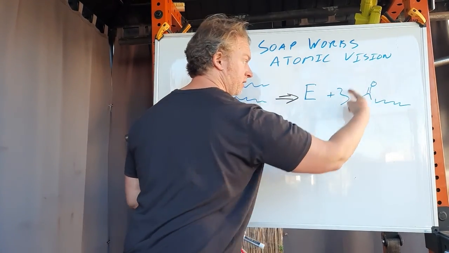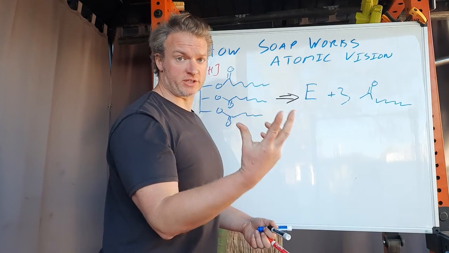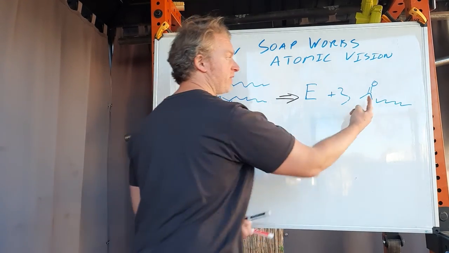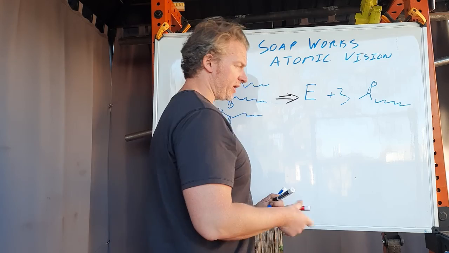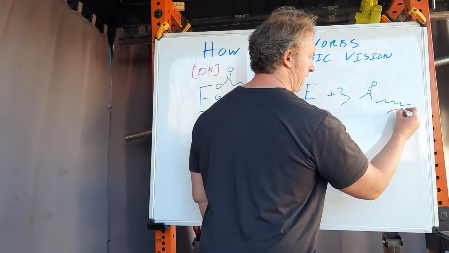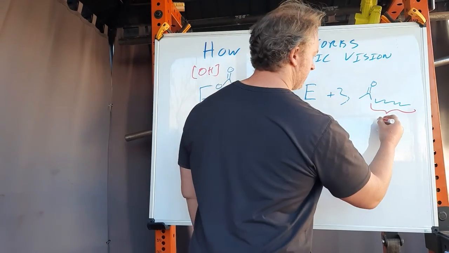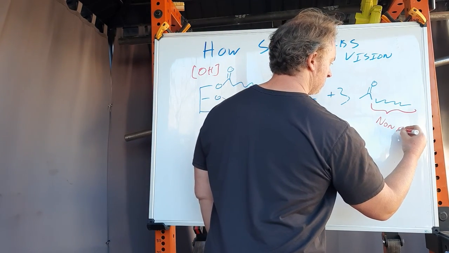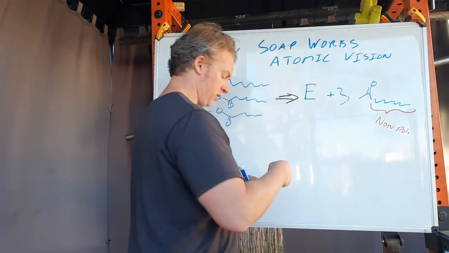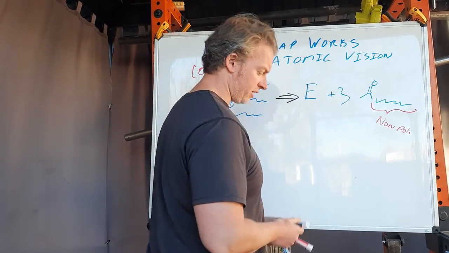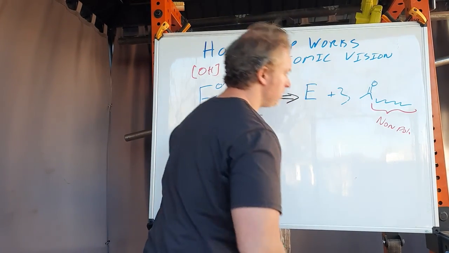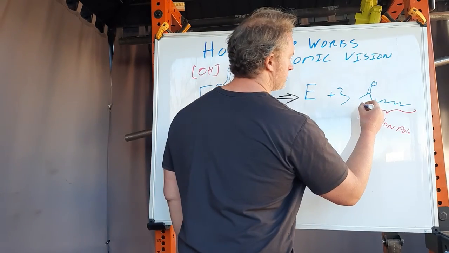Now, these right here are what soap does its action with. What we have here is a molecule where on one side it is nonpolar. It has a long carbon hydrogen chain. It is nonpolar. And on the other side of the molecule, it is polar.